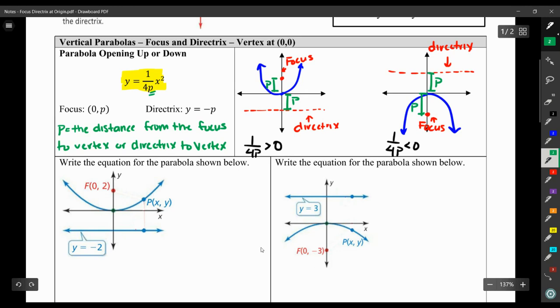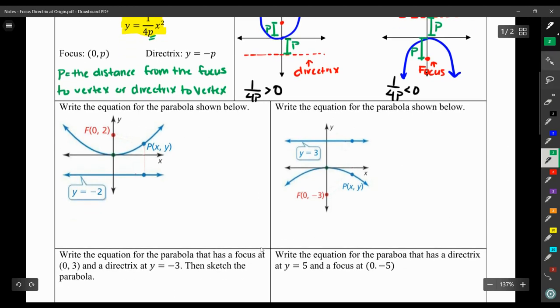So let's look at a couple of examples. Let's look at the first one on the left. Let's do this one together. Write the equation for the parabola shown below. The first thing I like to notice is that it's opening upwards. So that means I'm going to use y equals 1 over 4p x squared. Then all I need to do is find the value of p.